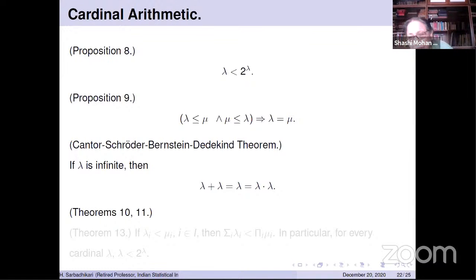Similarly, lambda square has a meaning: the cardinality of the set of functions from {0, 1} to X. That you will find is the same as lambda into lambda. So even our usual meanings will not give trouble.